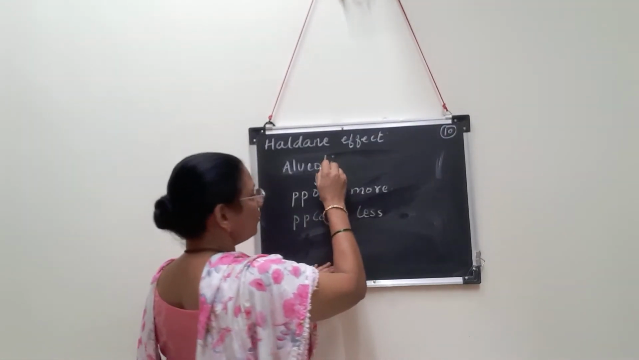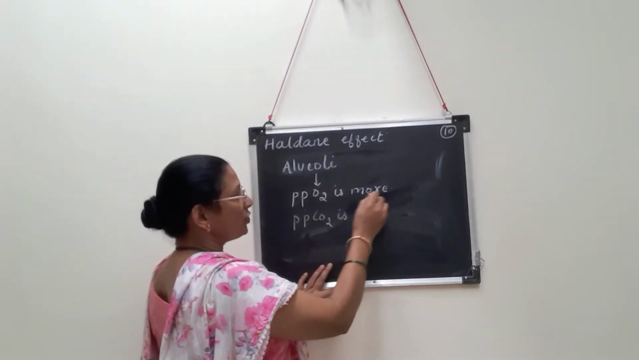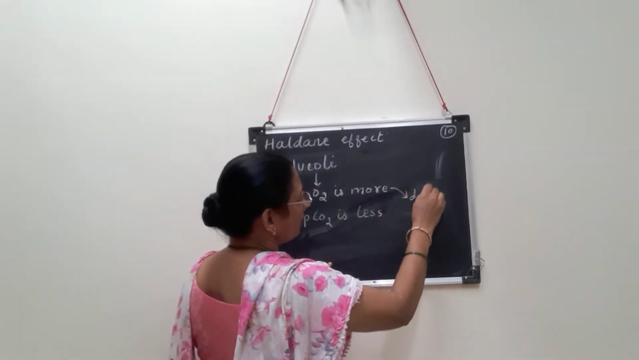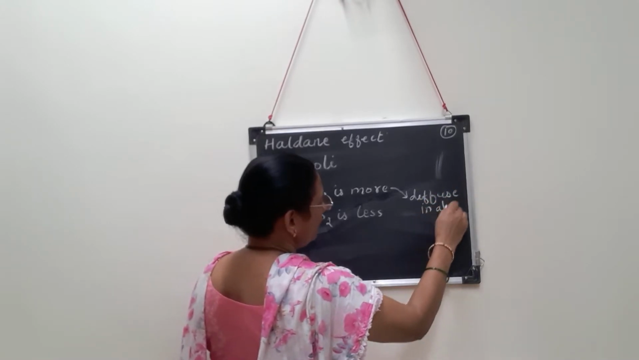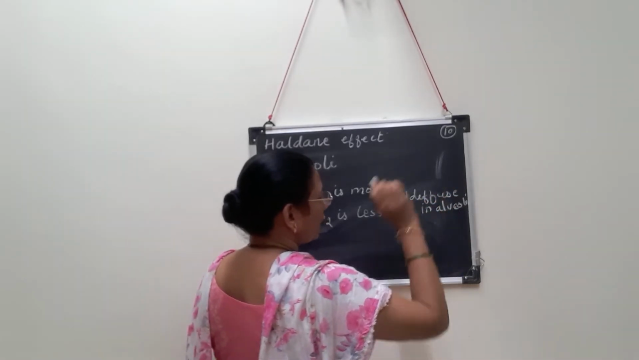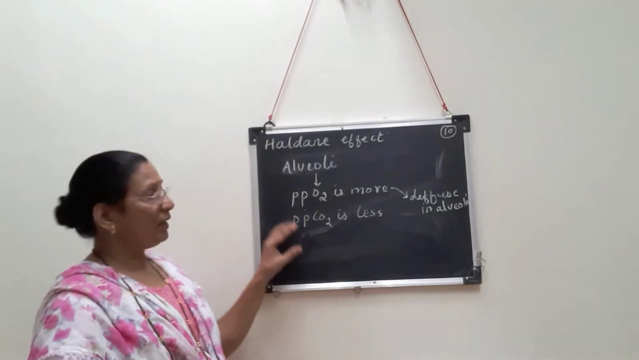Inside the alveoli, as the partial pressure of oxygen is more, it will diffuse into the blood vessels, or we can say diffuse into the alveoli. This is the condition at the lung level.